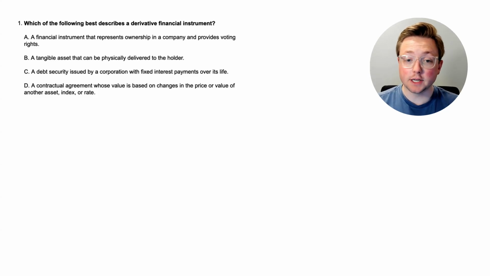Option A, a financial instrument that represents ownership in a company and provides voting rights. Option B, a tangible asset that can be physically delivered to the holder. Option C, a debt security issued by a corporation with fixed interest payments over its life. Or option D, a contractual agreement whose value is based on changes in the price or value of another asset, index, or rate. So again, which one of these best describes a derivative financial instrument?